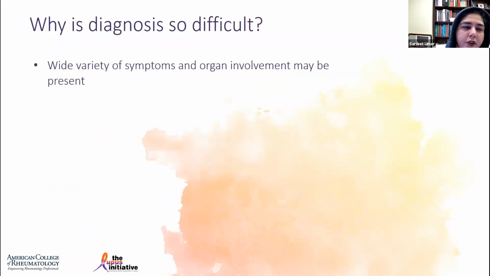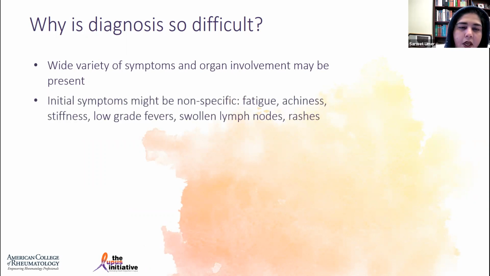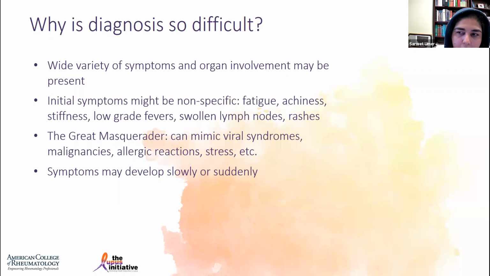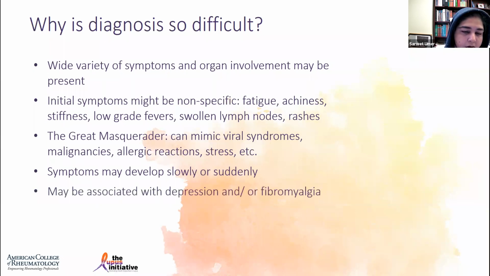Why is the diagnosis so difficult? Because lupus has such a wide variety of symptoms and organ involvement. Initial symptoms may be so non-specific: fatigue, achiness, stiffness, low-grade fever, swollen lymph nodes, rashes. And there are so many other conditions which look like that, including viral syndrome, malignancies, allergic reaction, and things like that. Symptoms can develop slowly or suddenly. So again, chronicity is where we can make the diagnosis, because usually infections do not go on for weeks and months. If that's going on, that's usually a lupus patient.